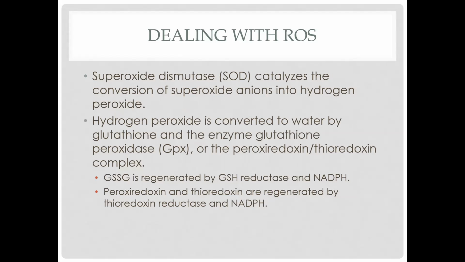Now, superoxide radicals are very effectively dealt with by superoxide dismutase. There's a mitochondrial version of this enzyme, a cytosolic version, and a peroxisomal version. This catalyzes the conversion of superoxide anions into hydrogen peroxide. And then catalase can convert hydrogen peroxide to molecular oxygen and water.